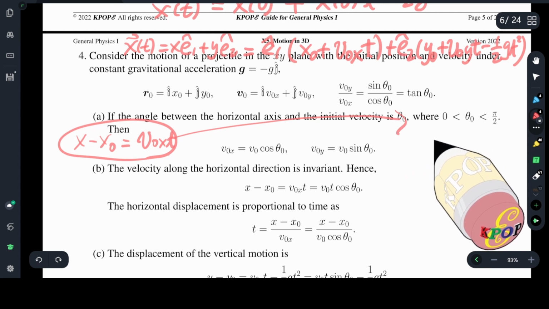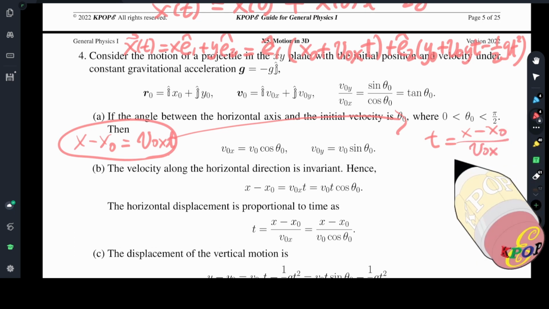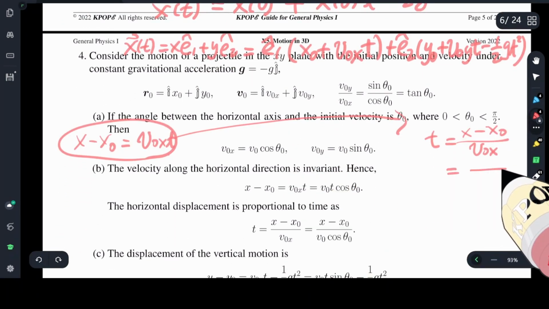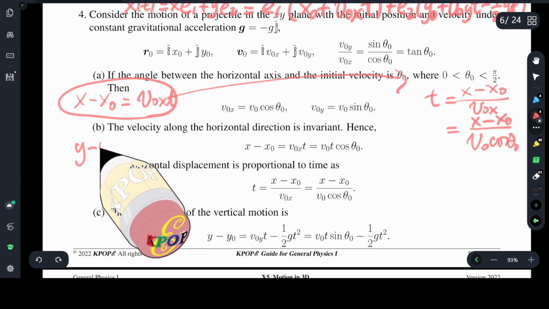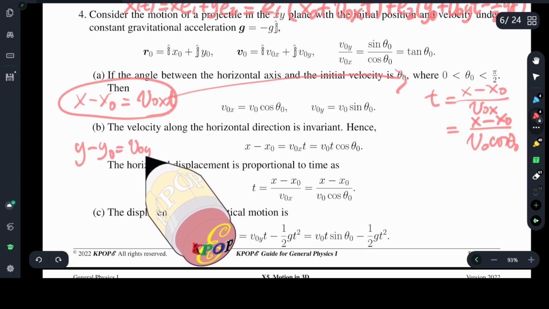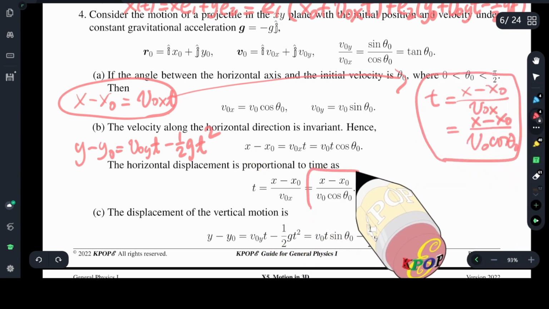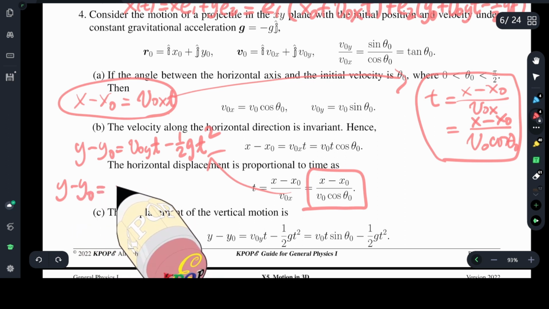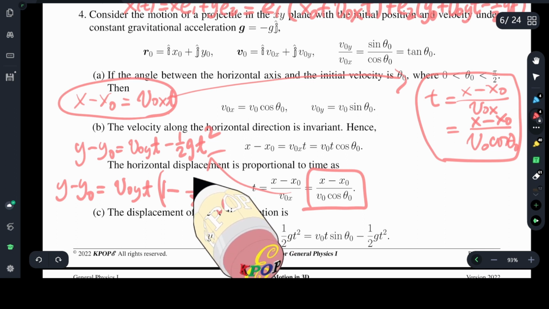That means that we can always eliminate time. X minus x0 over v0x. And v0x, if we choose this angle to be theta 0, is v0 cosine theta 0, so t equals x minus x0 over v0 cosine theta 0. And what about y? Y minus y0 equals v0 y t minus 1/2 gt squared. And we can make use of this time. We can substitute this one into here. Before that, we can rewrite this one as v0 y t minus 1/2 g t squared.